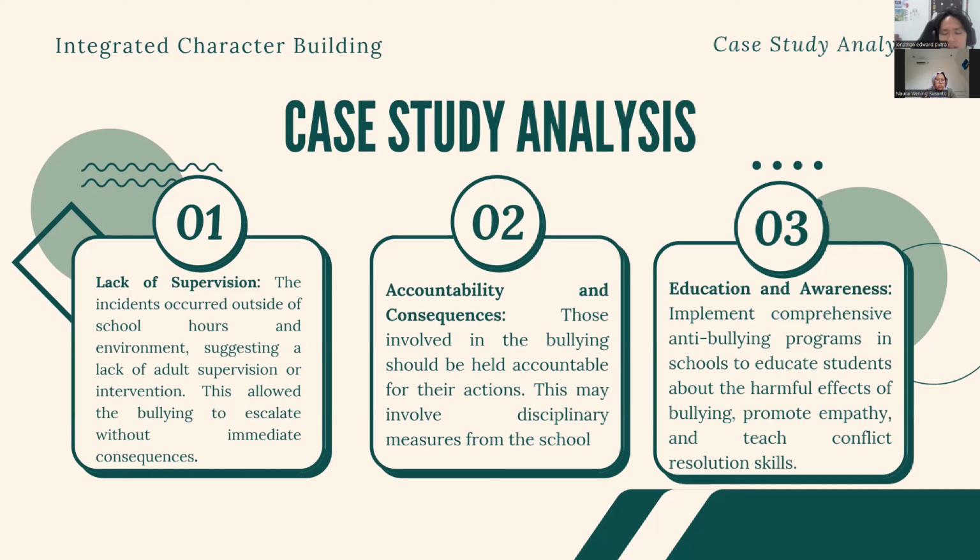Second, accountability and consequences. Those involved in the bullying should be held accountable for their actions. This may involve disciplinary measures from the school. Third one is education and awareness. Implement a comprehensive anti-bullying program in schools to educate students about the harmful effects of bullying, promote empathy, and teach conflict resolution skills.